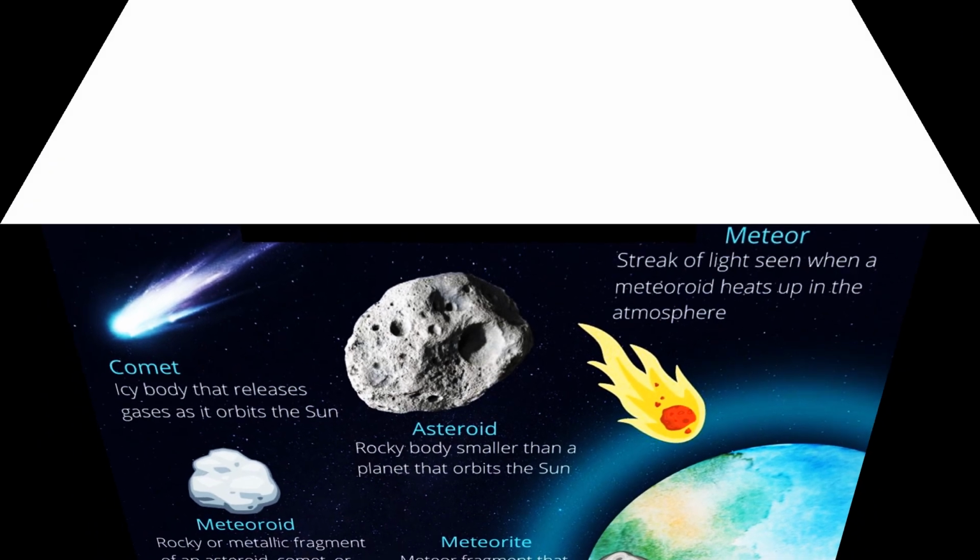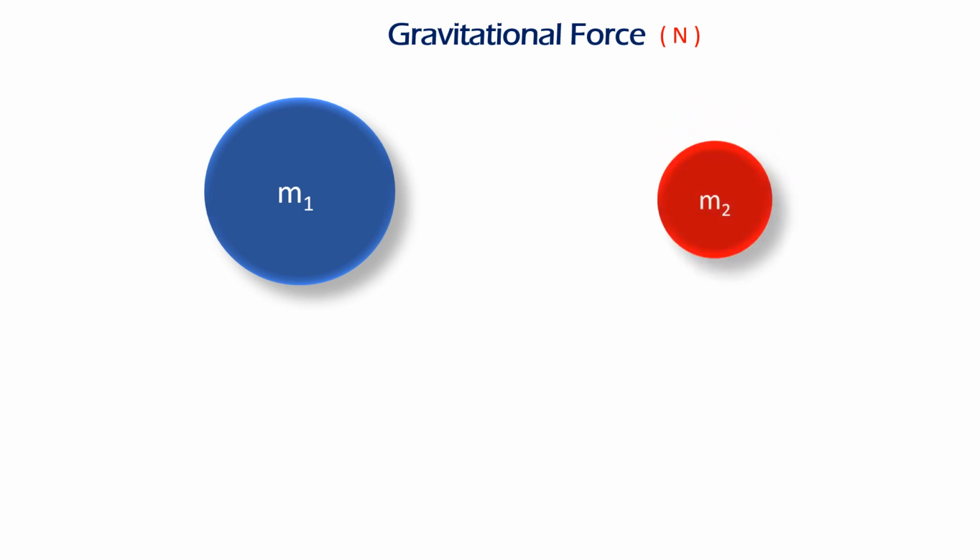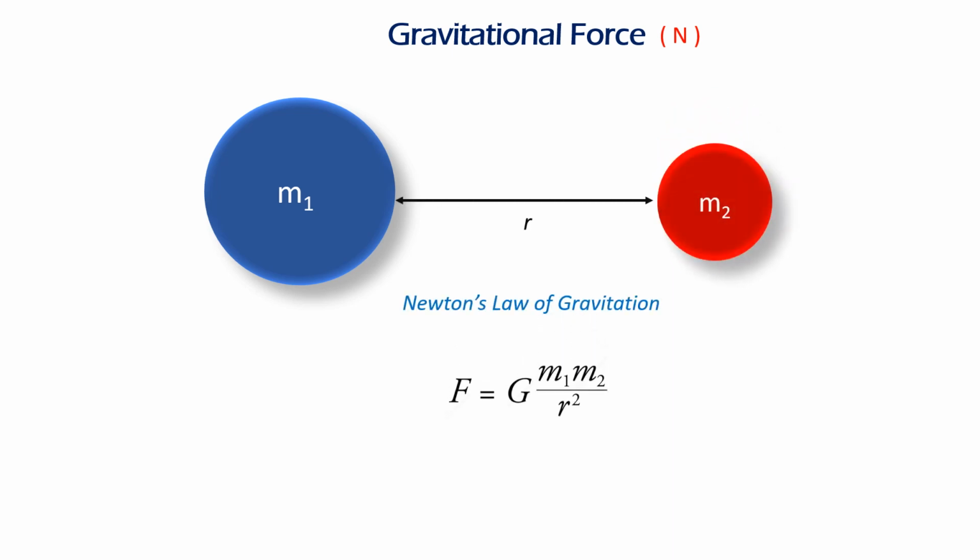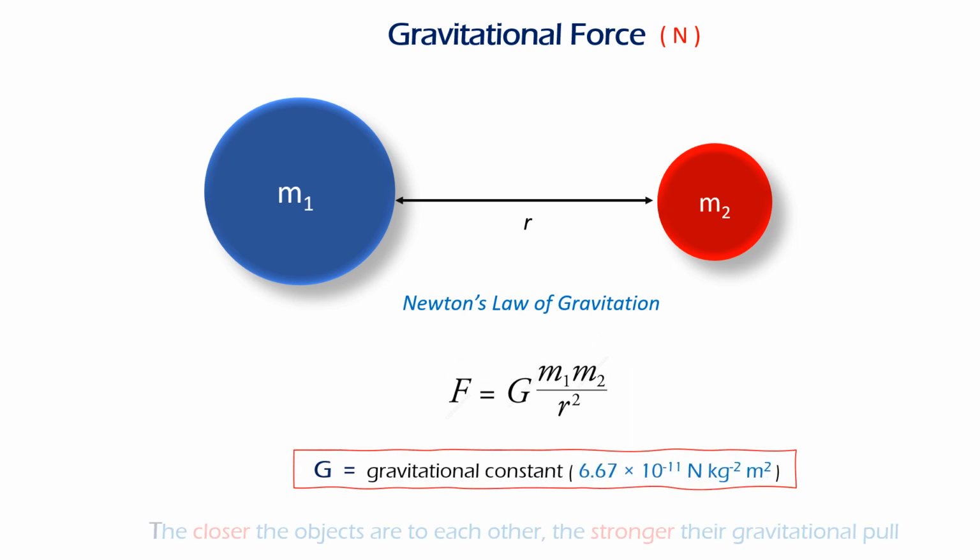The force which keeps everything in orbit is the gravitational force, which is one of the 4 fundamental forces in our universe. Newton's law of gravitation states that the amount of gravitational force between two bodies is directly proportional to their masses and inversely proportional to the square of the distance between them. The closer the objects are, the stronger the gravitational pull is.